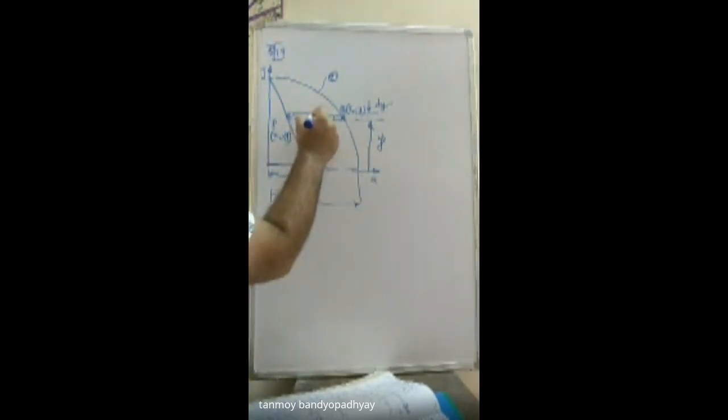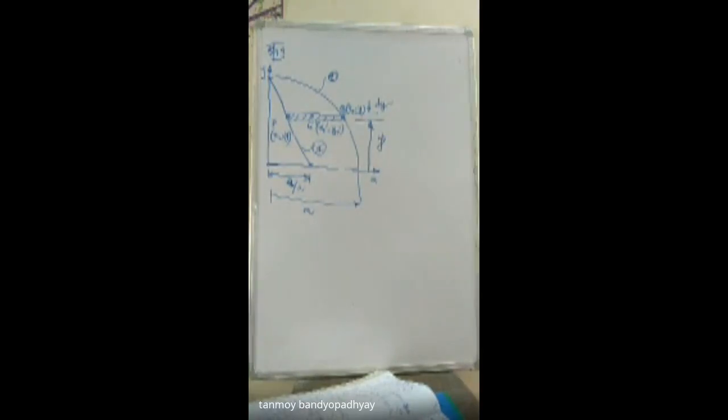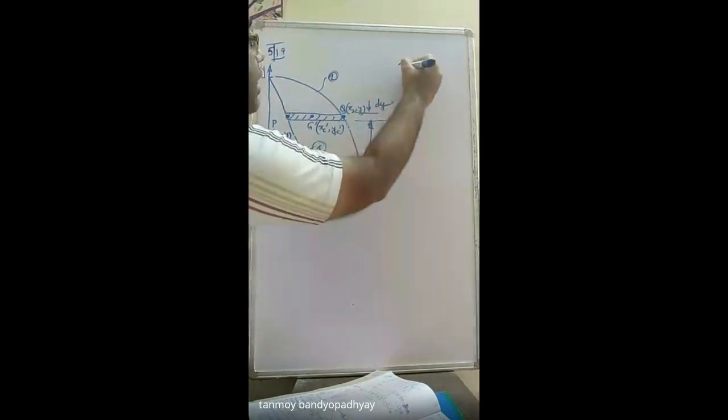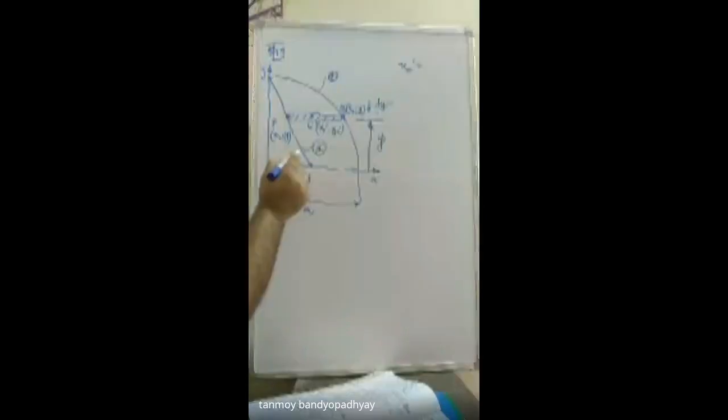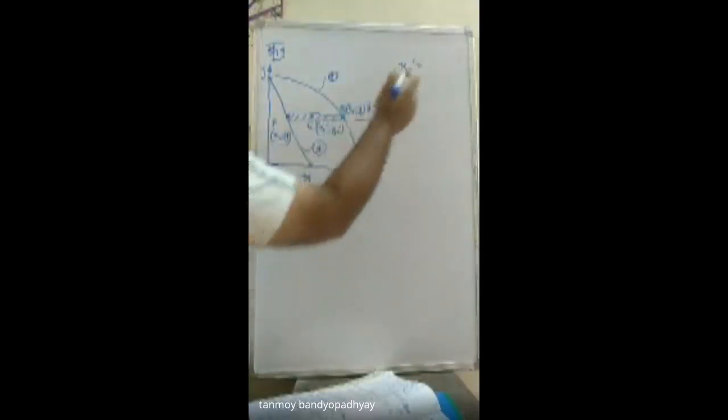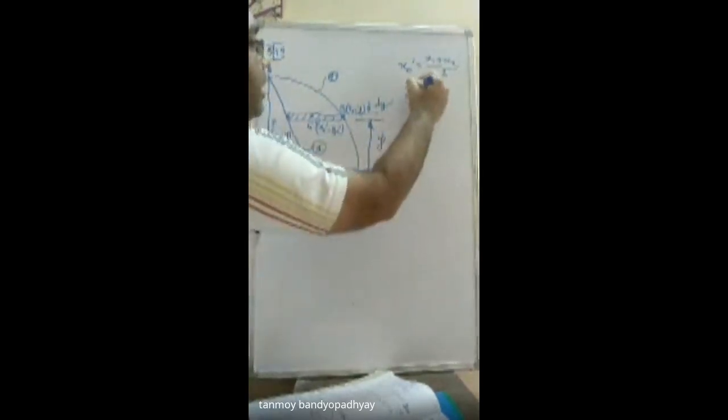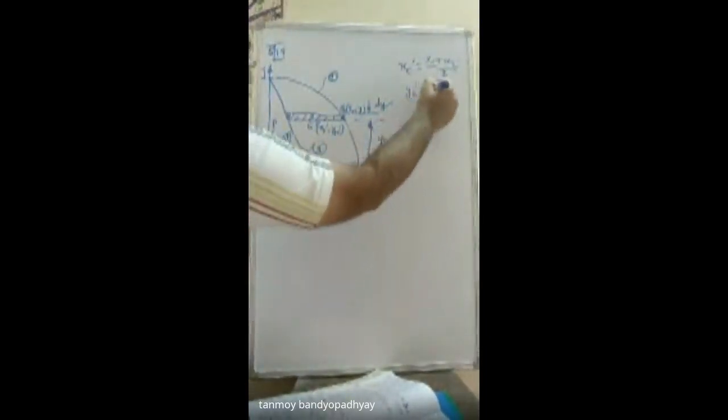Let G prime, xc prime, yc prime be the coordinates of the centroid of the elemental area PQ. So G prime represents the centroid of the elemental area PQ having coordinates xc prime and yc prime. ঠিক আছে? So what will be xc prime and what will be yc prime? xc prime will be equal to x1 plus x2 by 2, the average of x1 and x2, and yc prime should be equal to y.